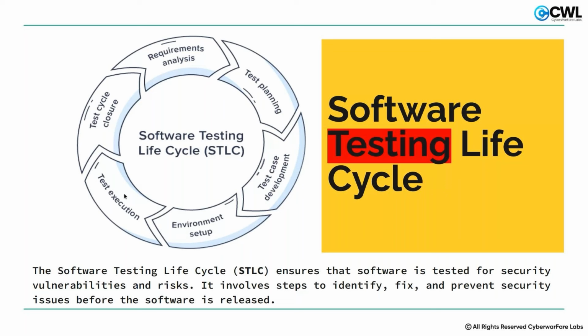Then we have test execution. This is where the test actually happens. So the testers actually perform the tests in this stage. So they will be testing for either security or quality also. That is also included in the test execution phase. And at the end, we have test cycle closure.